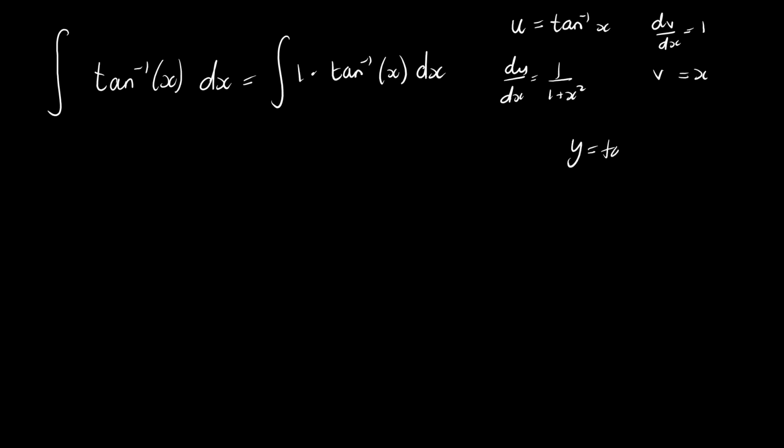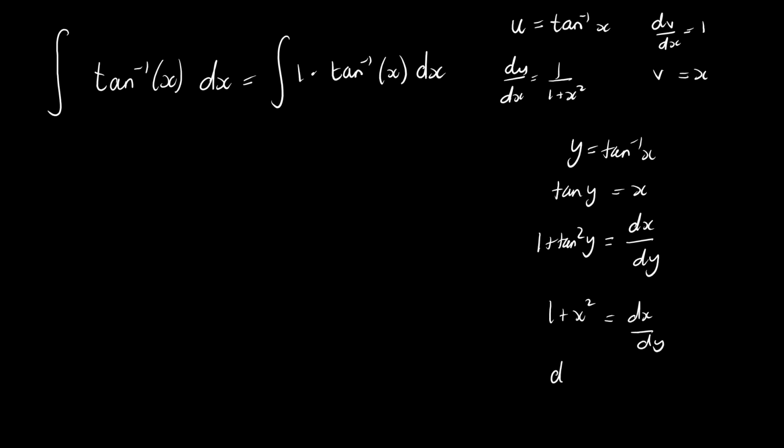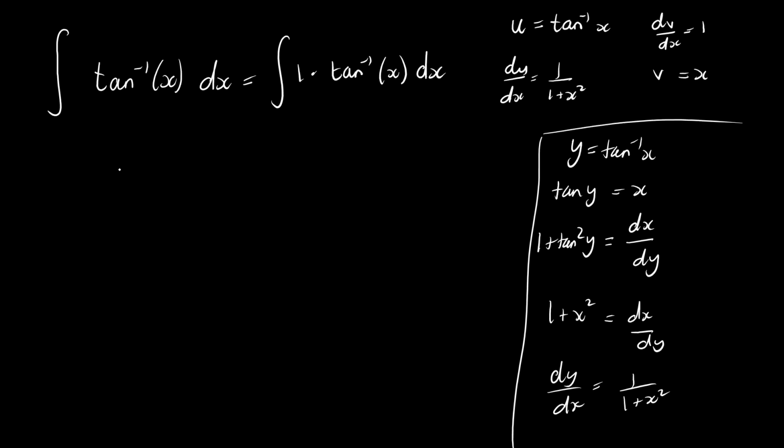Now let's say y was tan inverse x, and I could say that tan y is equal to x. So if I want to find dx by dy, what's tan differentiate to? Well, it differentiates to sec squared. Now if you've got sec squared, we've got a rule that's 1 plus tan squared. And well, that's just what x is. So 1 plus x squared is dx by dy. So if I want dy by dx, it's just the reciprocal, 1 over 1 plus x squared. That's just the sidebar. Let's try and do this integral.